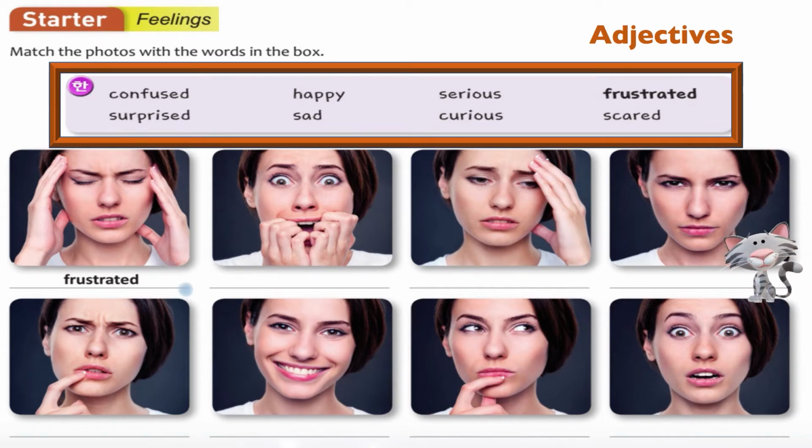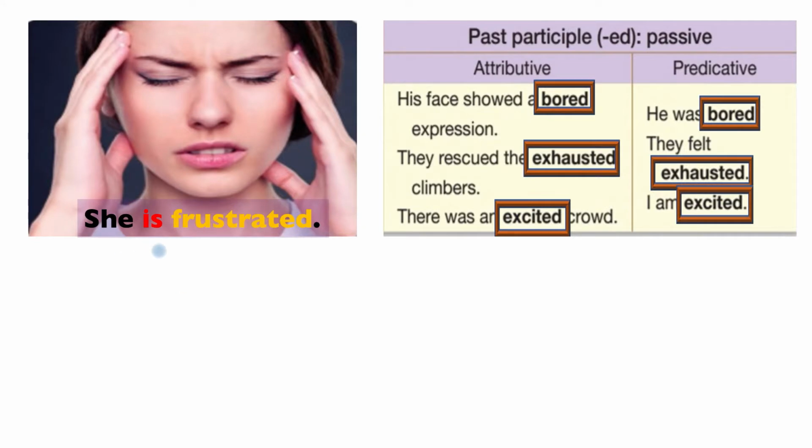So here we have frustrated. So we might write it as a sentence. She is frustrated. Here in our example grammar, we have the adjectives with these square orange boxes around them. Those square orange boxes can be replaced by frustrated. So Yonghee, do you want to try changing the first sentence? His face showed a bored expression to describe the woman in the picture.